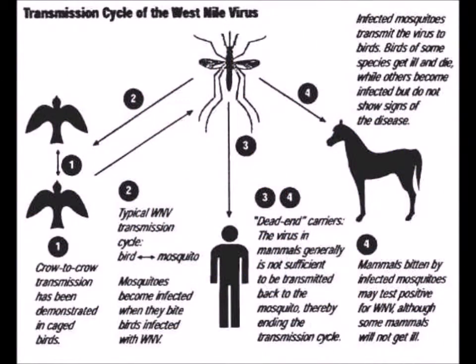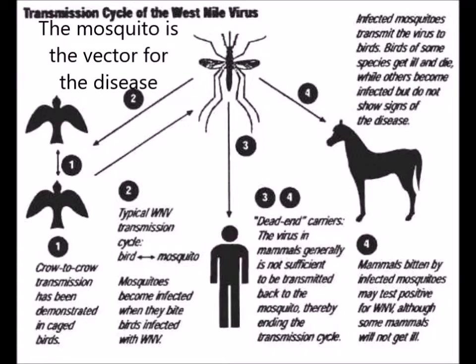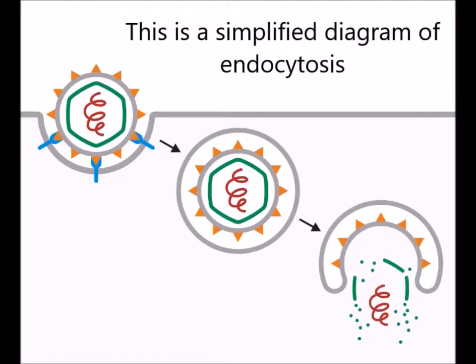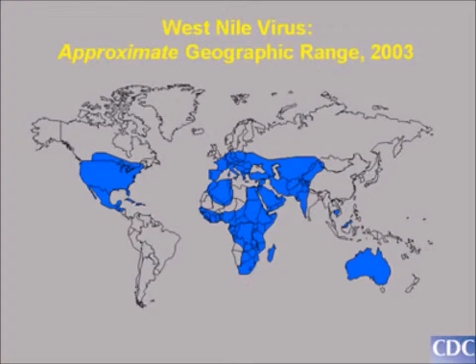The West Nile virus primarily infects humans, although it is able to infect other mammals such as horses and crows. The West Nile virus enters the cell through a process called endocytosis. This is where it binds to the outer layer of the cell, then enters it, and then opens up to release the capsid which holds the RNA.